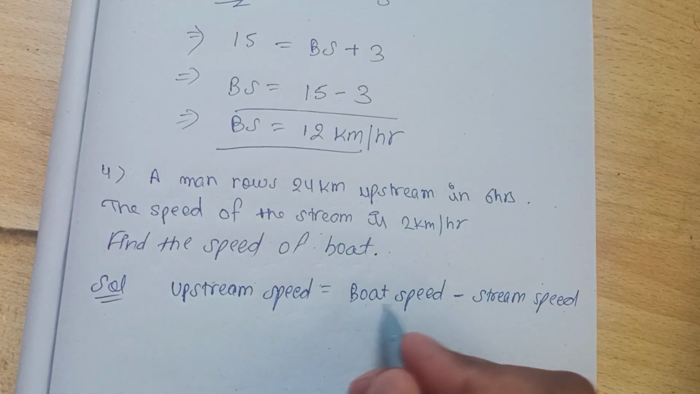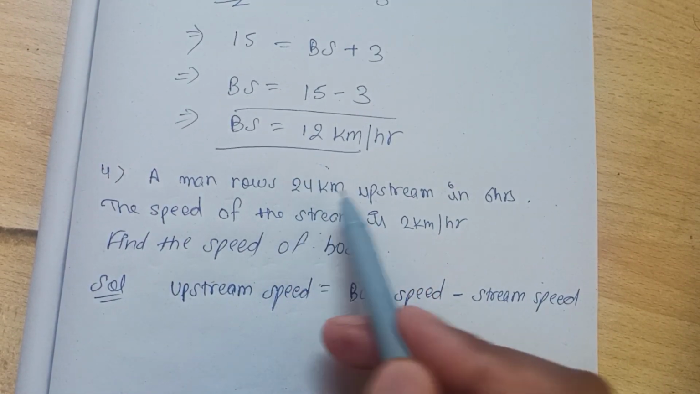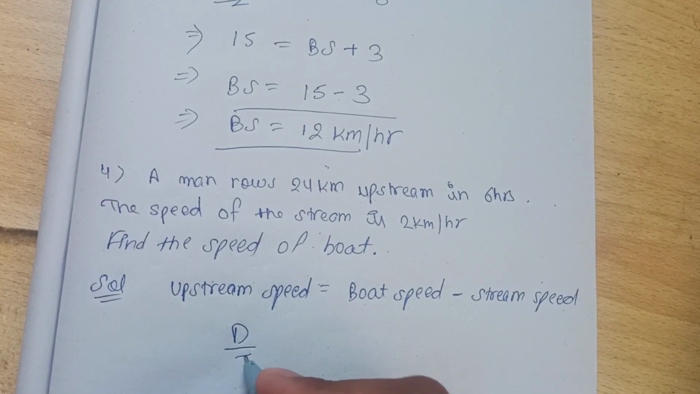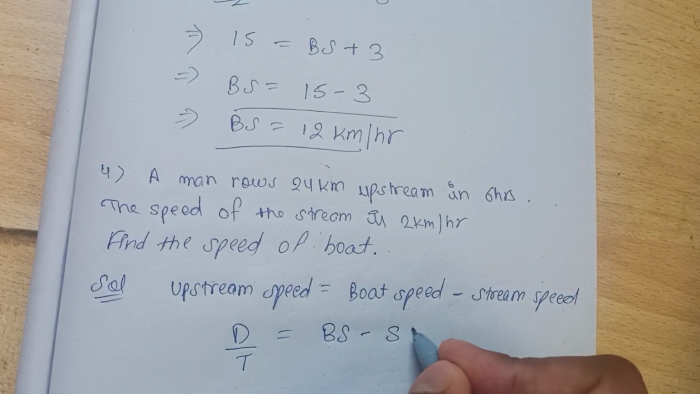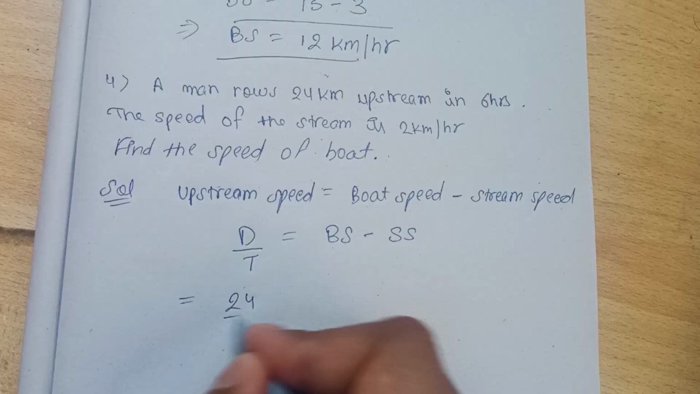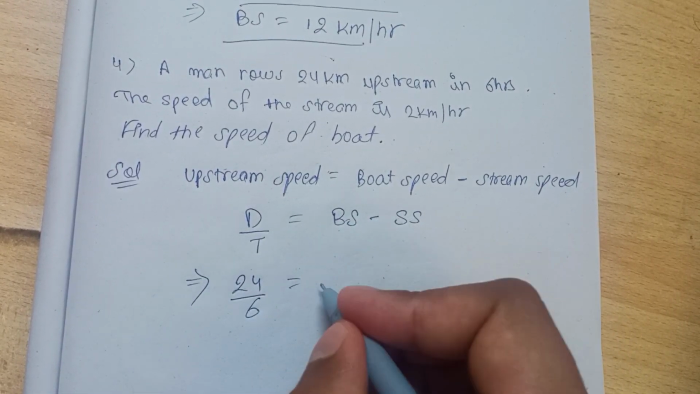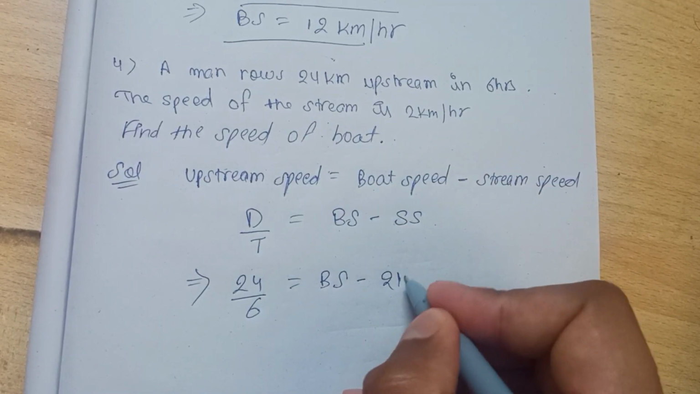So we have to calculate the boat speed, and upstream we can calculate because the distance and the time are given, and we know that speed is equal to distance upon time. Distance upon time is equal to boat speed minus stream speed. So distance is given as 24 and the time is given as 6 hours, and the boat speed we have to calculate, minus stream speed, which is given as 2 kilometers.